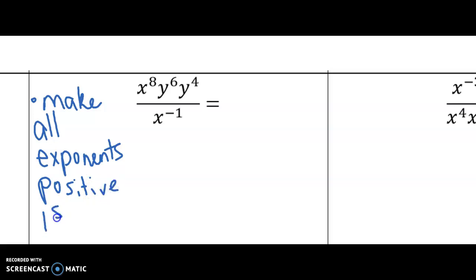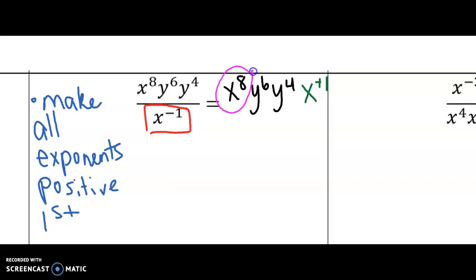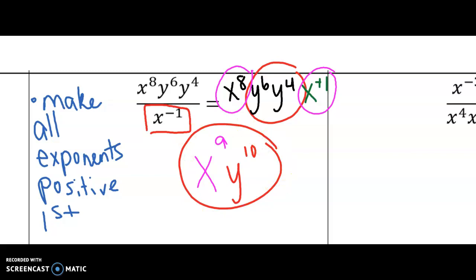So here we only have 1 negative exponent, and it's in the bottom, so I'm going to bring it to the top. I'm going to keep everything else because I don't need to simplify just yet. And now, instead of having x to the 1 in the bottom, I'm going to bring it to the top as a positive 1, like that. And now I can combine my common bases. x to the 8th and x to the 1 is x to the 9th. And then I have y to the 6th and y to the 4th, which is y to the 10th. So there is my simplified answer.